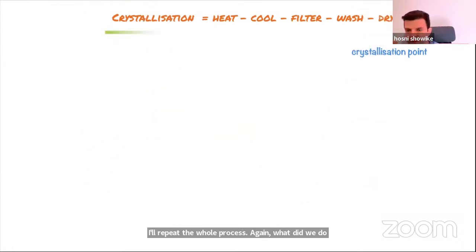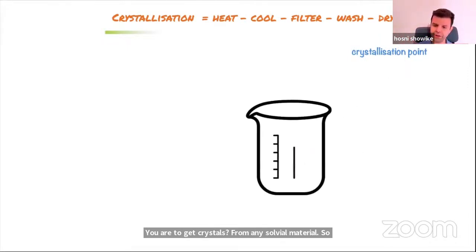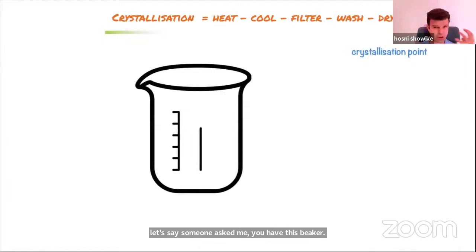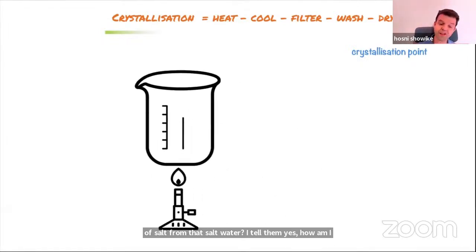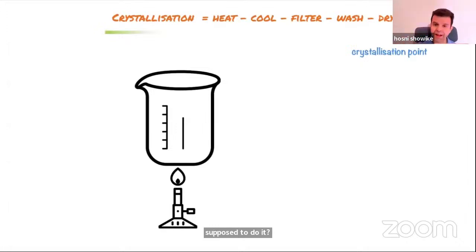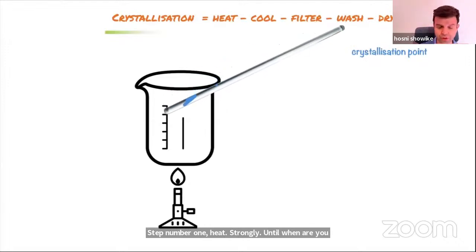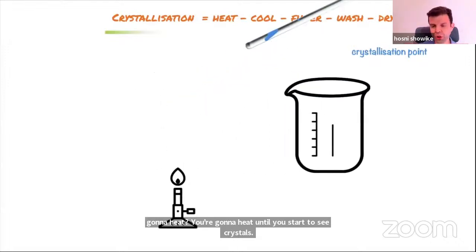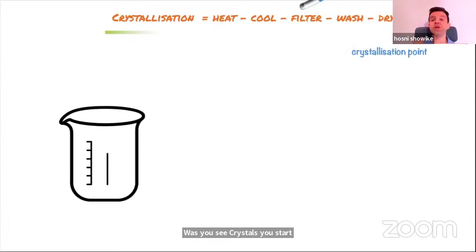Crystallization is a method you use to get crystals from any soluble material. So let's say someone asks me, you have this beaker and you have salted water. Can you get me nice crystals of salt from that salt water? I tell them yes. How am I supposed to do it? Step number one, heat strongly. Until when are you going to heat? You're going to heat until you start to see crystals. Once you see crystals, you will stop the heating and let it cool.